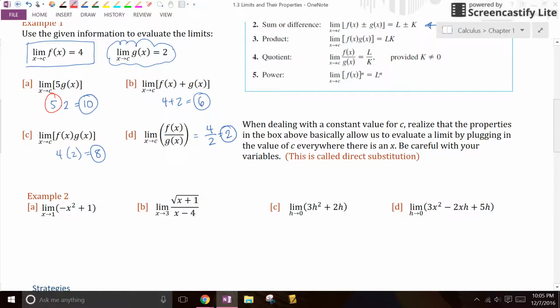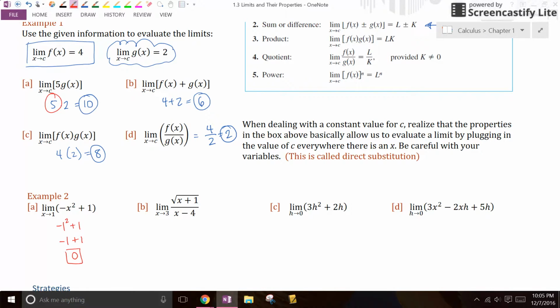And so if you look at example 2a here, if I plug a 1 in, I would just get -1 squared plus 1, or -1, because 1 squared is 1, and then make it negative, so it's -1, plus 1, 0. Guess what? The limit is 0, right? Nothing wrong with that. Limit is 0. All right, what about here?